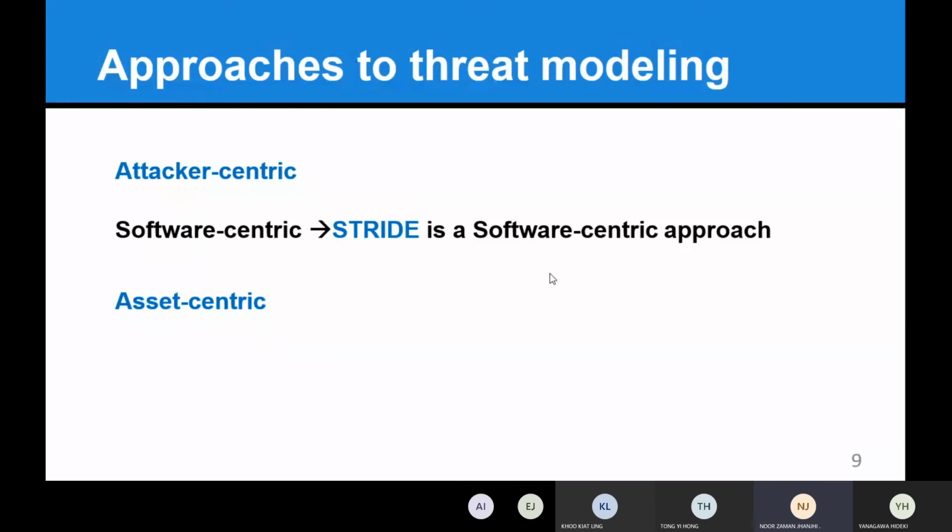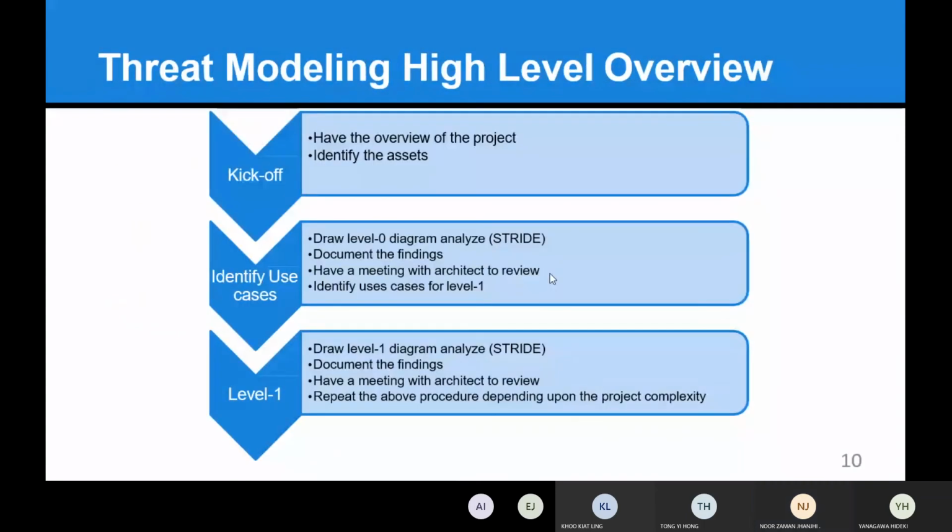If it is attacker-centric, then our focus is on how to save the system from the attackers. In the same way, if it is software-centric, then we go for STRIDE, to see how we can save the design from the six types of attacks represented in each letter of STRIDE. Then we discussed how we can design, how we can kick off and identify the cases.